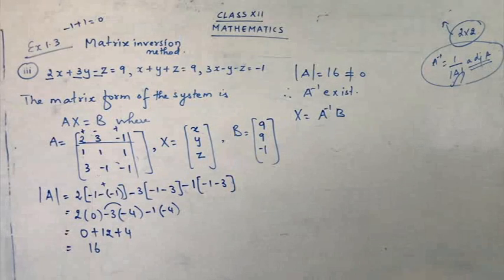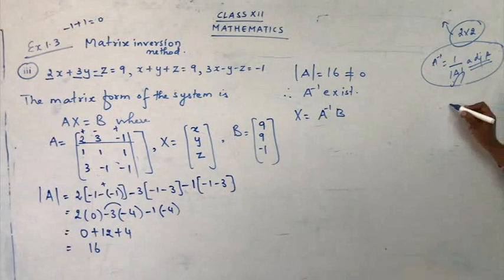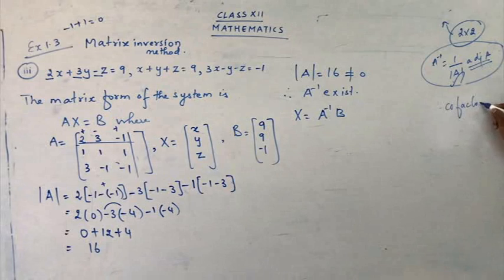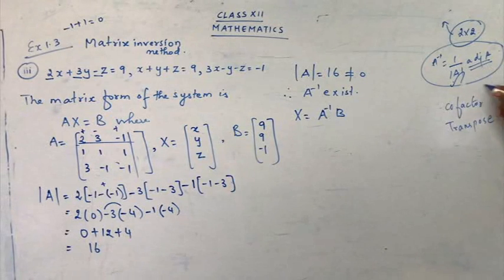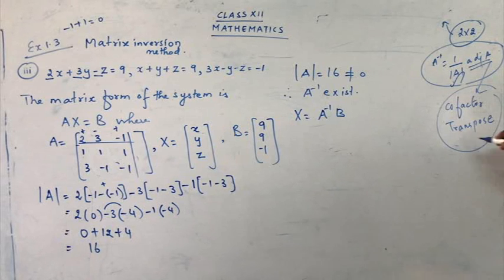And what were the steps to find adjoint A? The first thing is to find the cofactor. And the second thing is you have to take the transpose of the cofactor. So remember the steps for finding adjoint A. The first thing is to find the cofactor. And the second thing is to find the transpose of the cofactor. Transpose of the cofactor is the adjoint. Okay. So let's start with the step.